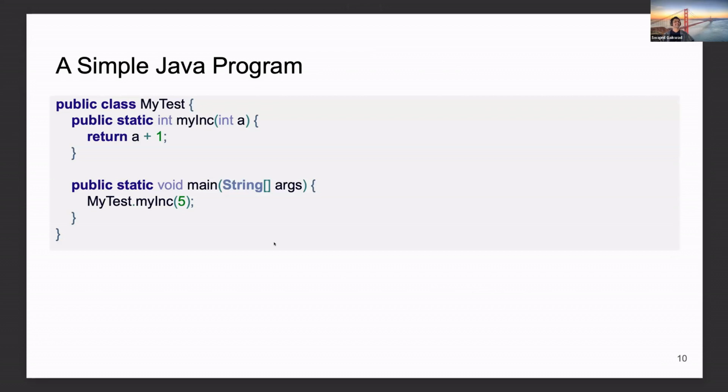Cool. So this is a simple program, our MyTest that we saw earlier. It has the method myIncrement, which takes an integer argument a, adds 1 to it, and returns the result, which is an integer. Then in the main method, we call this particular method with value 5. So we expect it to return value 6.